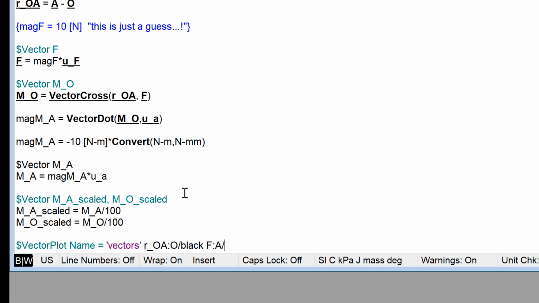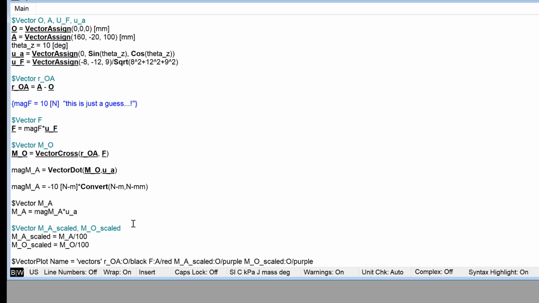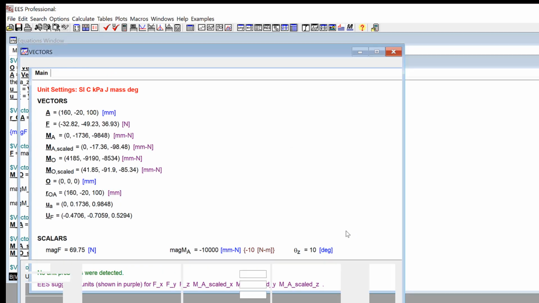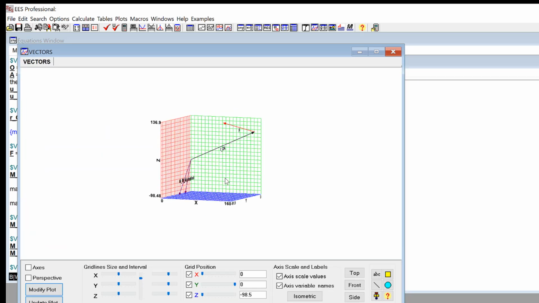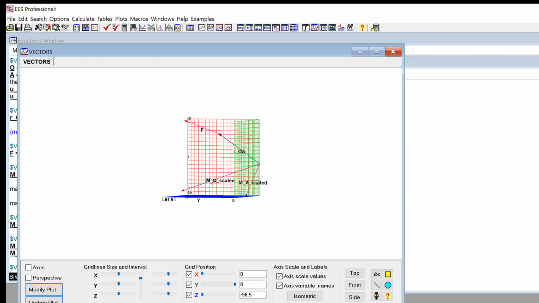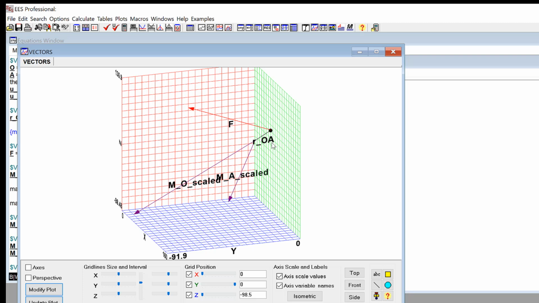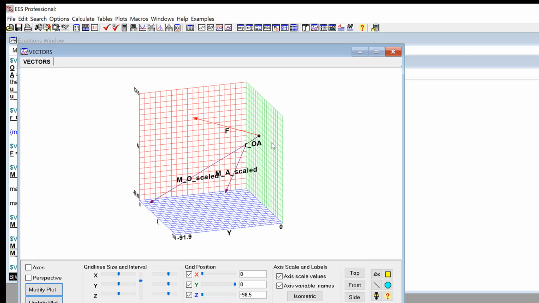I'm going to plot the force F. That'll start at point A, because that's where it's applied. I'll make that red. And then I'll plot my two scaled moments. So I'll make these purple, and because they're both applied at point O, I will start them both at point O. And here's my vector plot, and you can see that MO is larger than MA, I guess, obviously, and then when I project MO onto line A, I get this MA moment vector.